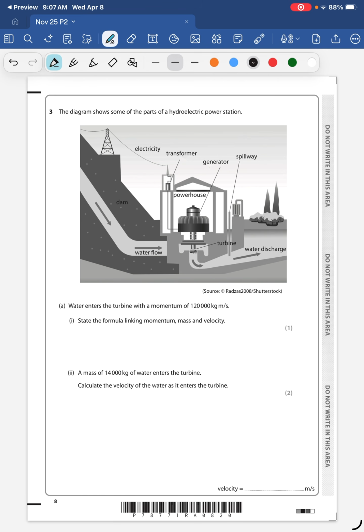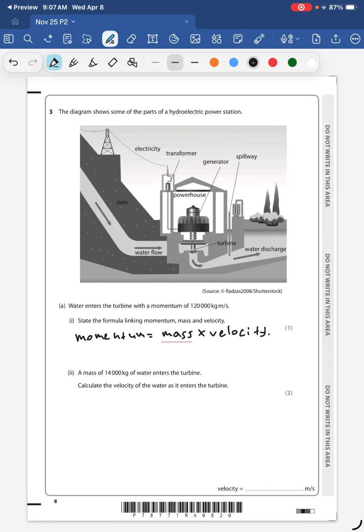Okay, question 3. The diagram shows some of the parts of a hydroelectric power station. Water enters the turbine with a momentum of 120,000 kilograms times meters per second. State the formula linking momentum, mass, and velocity. So momentum is mass times velocity. Easy peasy.